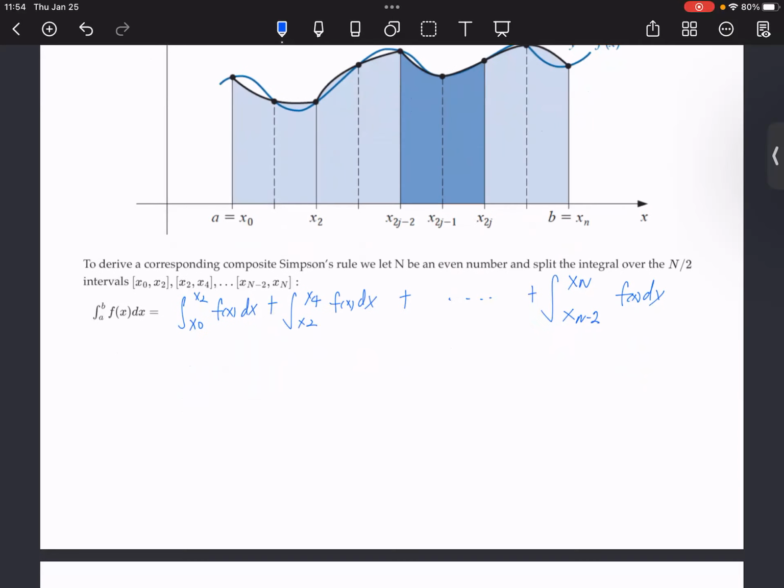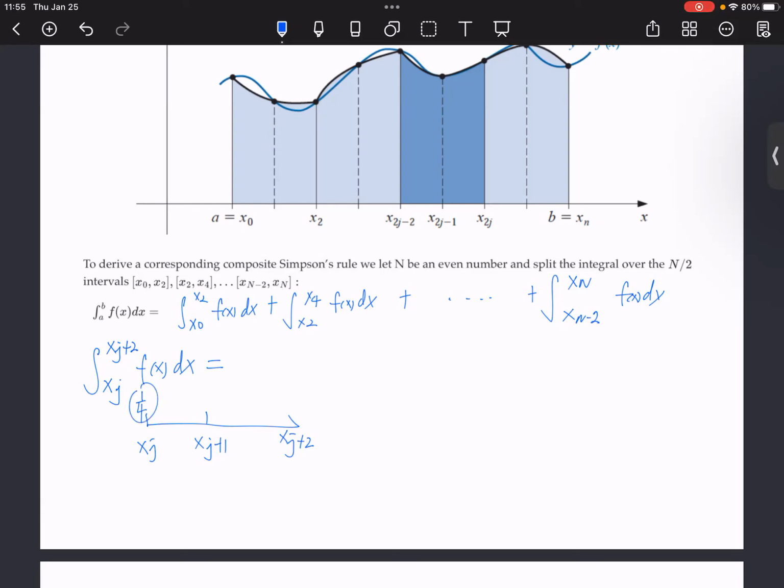And so now I'm going to apply, for one common subinterval xj to xj+2, Simpson's rule. So we have 3 points here, right? xj, and then xj+1, and then xj+2. And if you remember what we have learned in the simple, elementary Simpson's rule, we have 1/4 here for the first point.